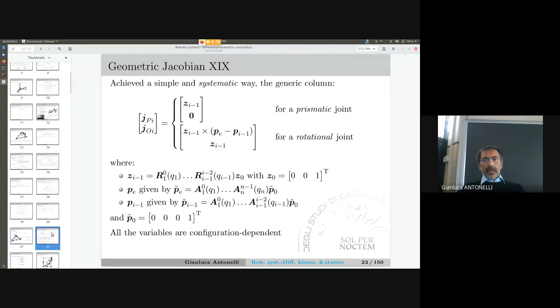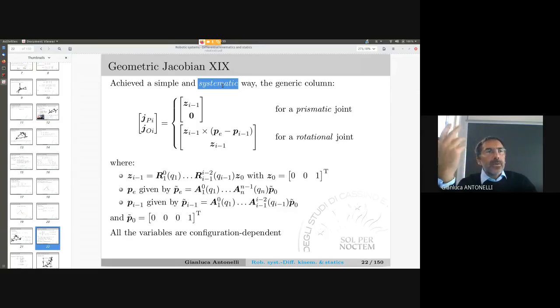Maybe it's an overclaim, it's not so simple when you see it for the first time, but it could have been more complex without a convention that simplified a lot of stuff. But I do have a systematic way, and this is the key word here, because I just need to give you the DH table. I don't have to give you the CAD file of the robot or a picture of the robot, only the DH table, and you will be able to build the direct kinematics and the Jacobian.